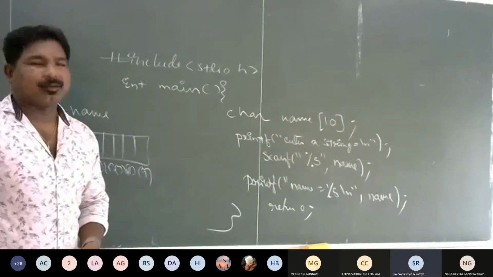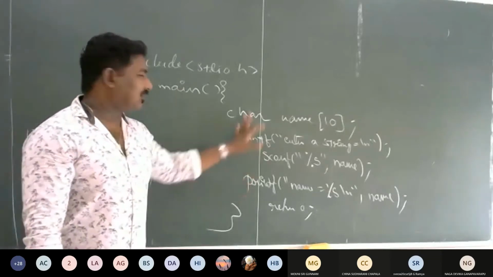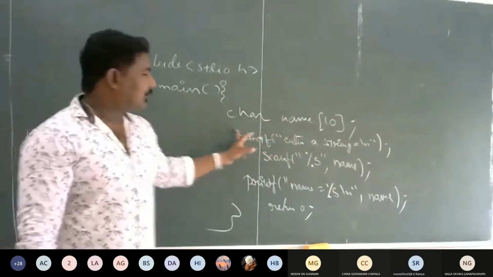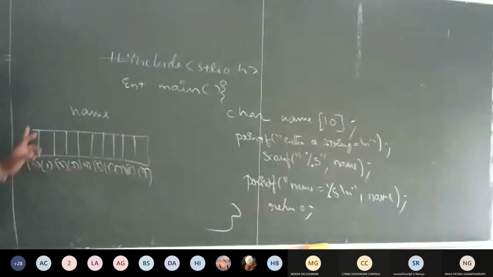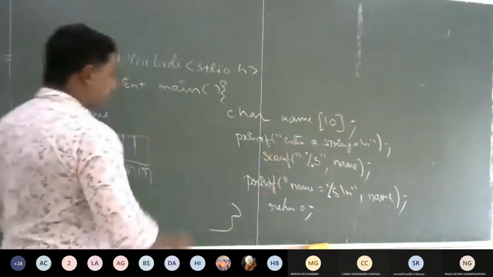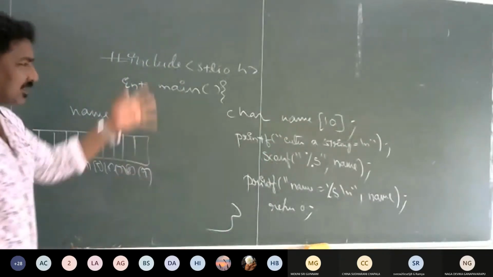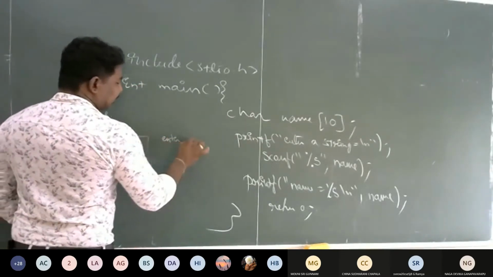Yes, sir. Okay. So what are the statements over here? Here this name is a character array with a size of 10. That means name will be created with 10 characters that you can store. The indexes are from 0 to 9, and you are asking to enter a string. For example, just think that I am executing this program. So it asks me to enter a string, right?